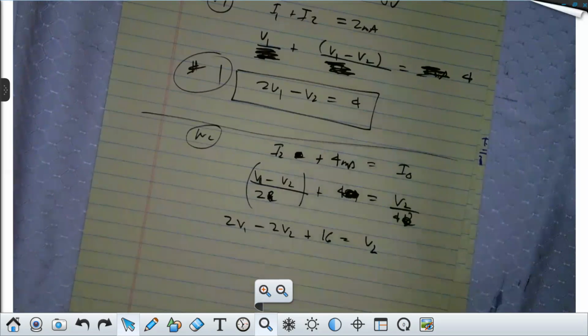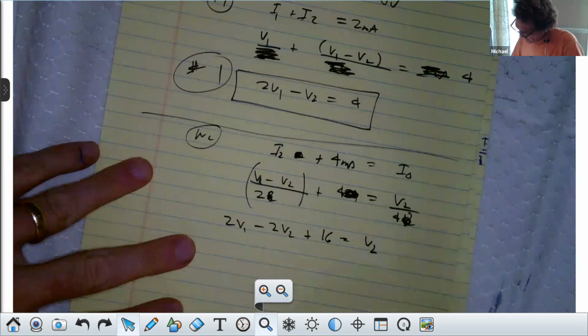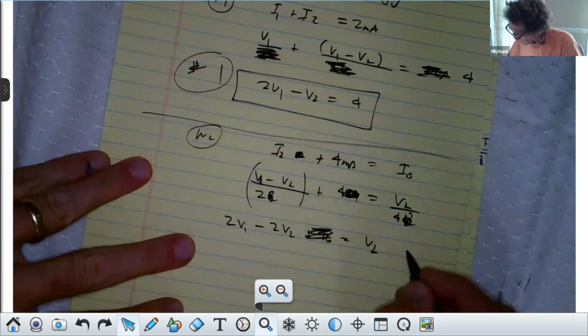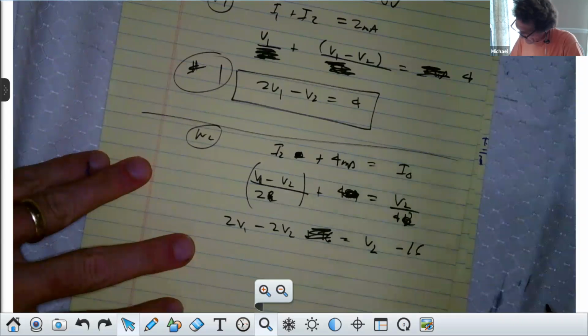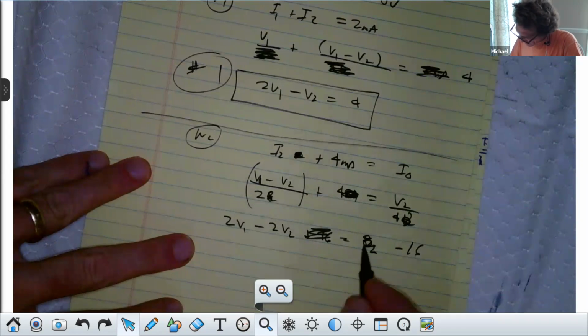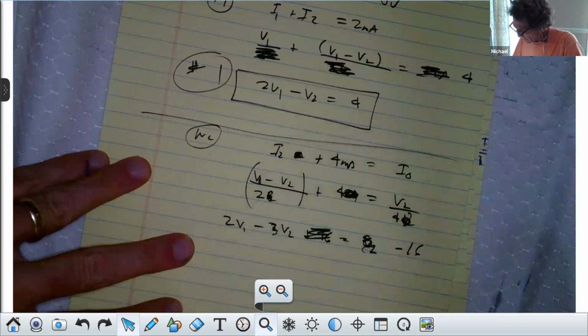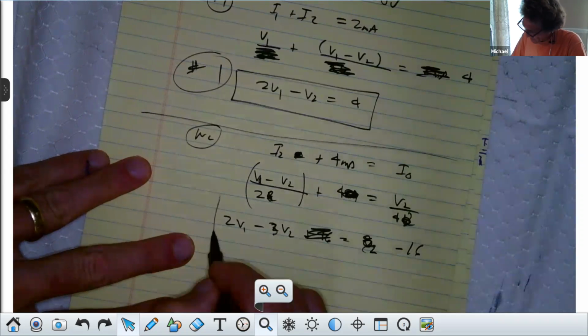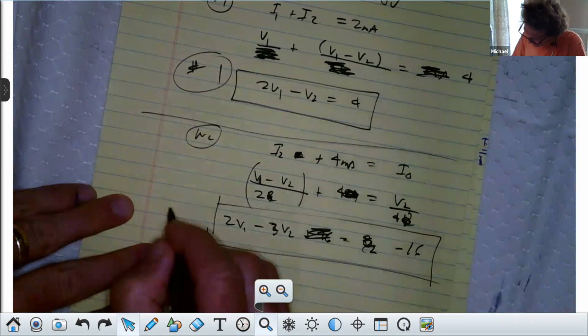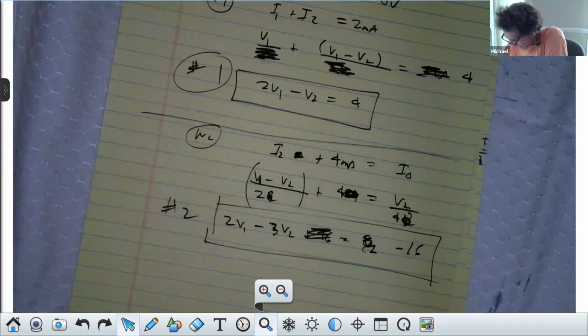Okay. And then finally, what am I going to do? Take the 16 to the other side. And then take V2 to this side, which would be a minus, so it'd be minus 3V2, correct, class? And then box that. I am trying to get you guys out of here without causing problems. That would be number 2. Do you agree with me?